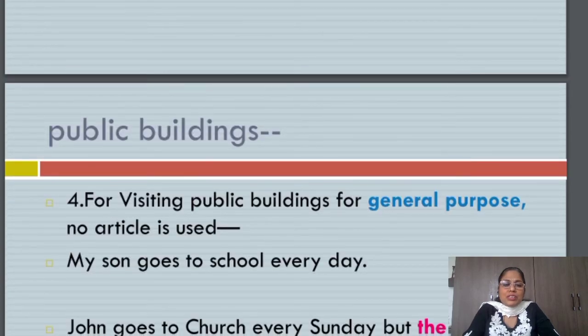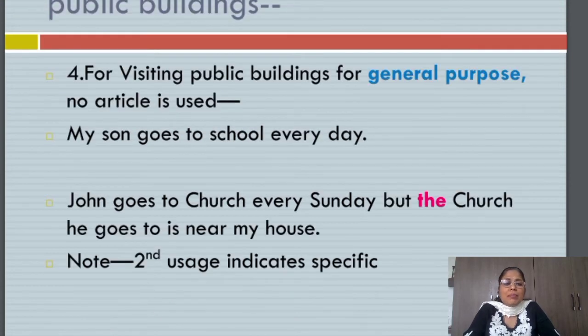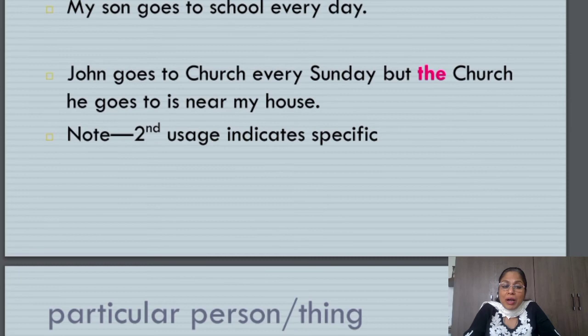But when I visit a public building for a general purpose, I make use of no article. I say, my son goes to school every day. The next example, John goes to church every Sunday. But the church he goes to is near my house. First usage of church indicates a routine affair. But the second one specifies which church I am talking about.